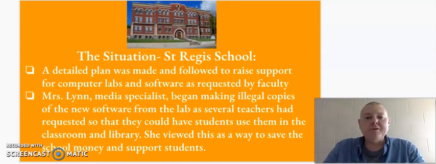Here's the situation for today's case study. A detailed plan was made and followed to raise support for computer labs and software that was requested by the faculty for the school. Mrs. Lynn, who is the media specialist, began making illegal copies of this new software from the lab because several teachers had requested that they could have the software both in the lab and in their classroom. So this was a way to have students use them in both places. She viewed this as a way to support the school by saving money and supporting student learning.